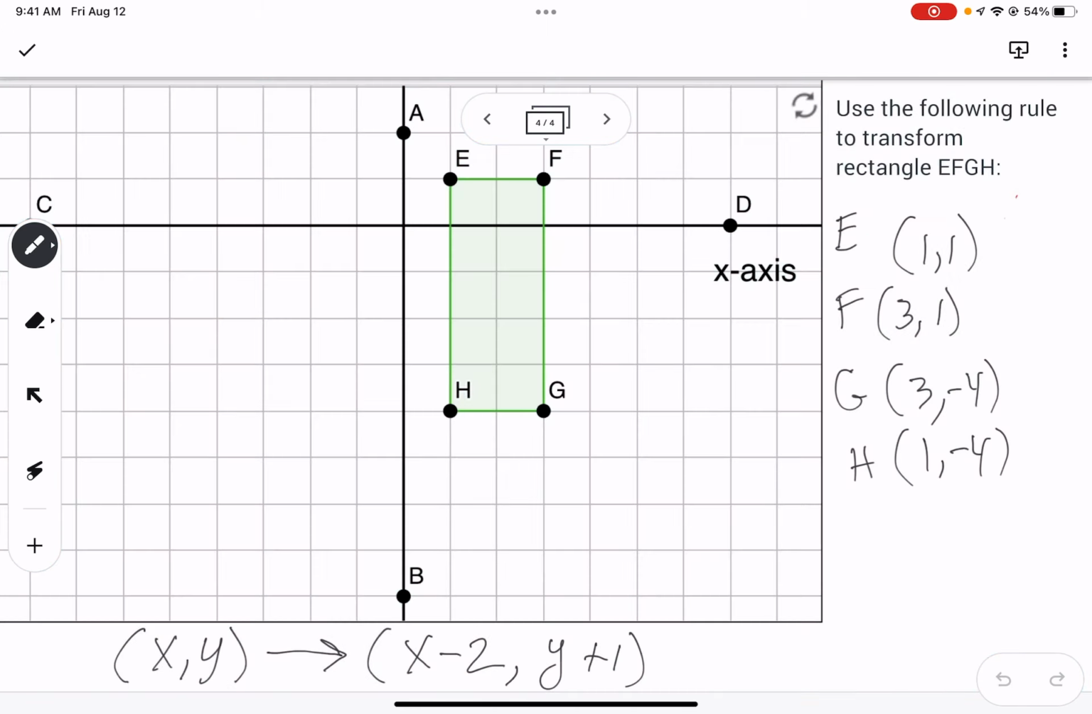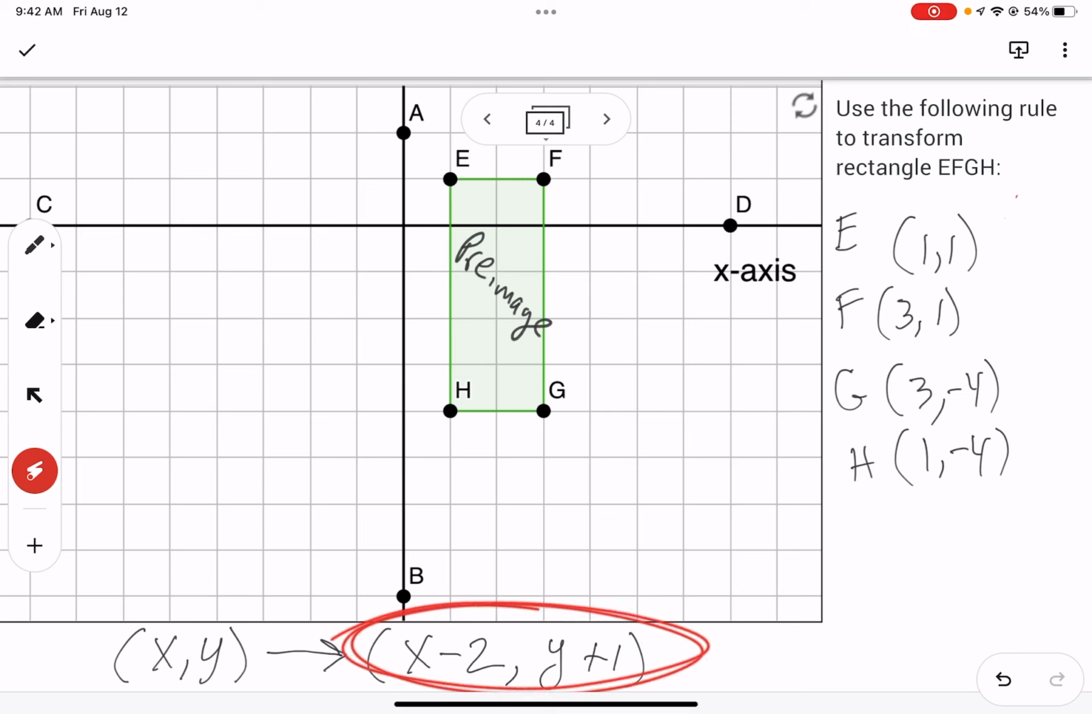Okay, last part. We're going to construct our own translation using the pre-image. Use the following rule to transform rectangle EFGH. So here is my pre-image. I'm going to label it. And we're responsible for doing the transformation, and the rule is right down here.